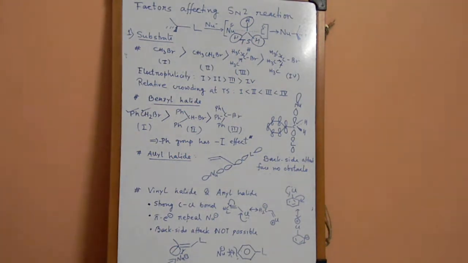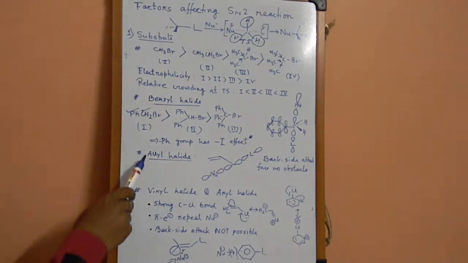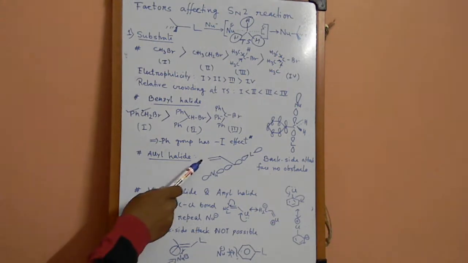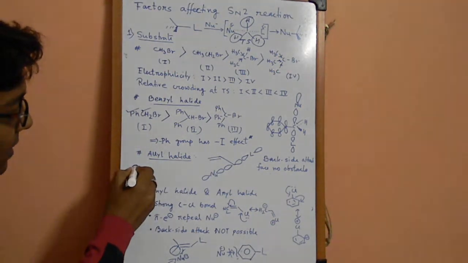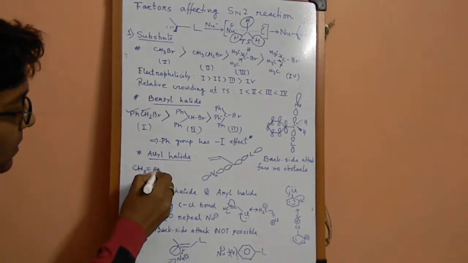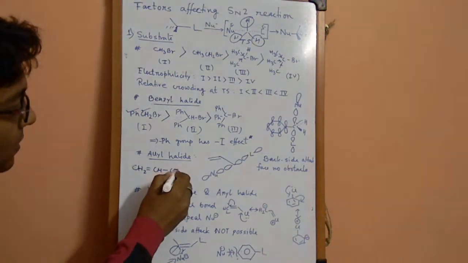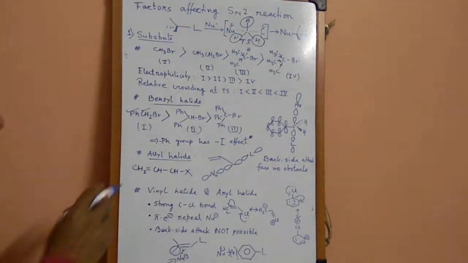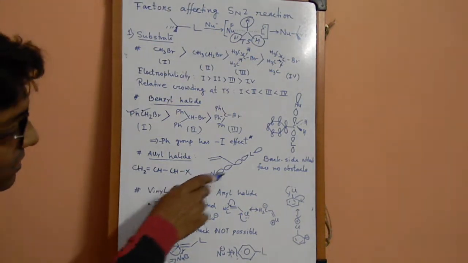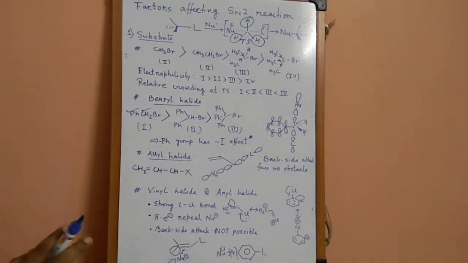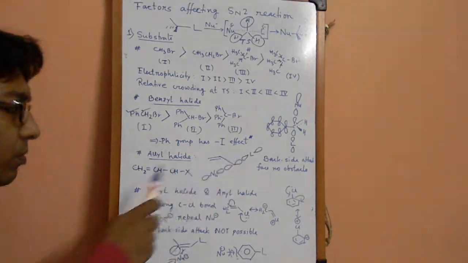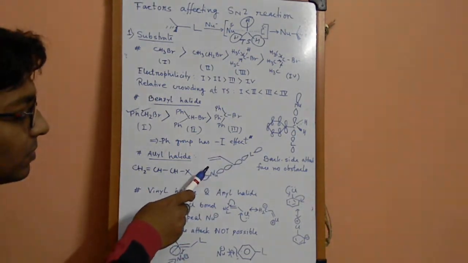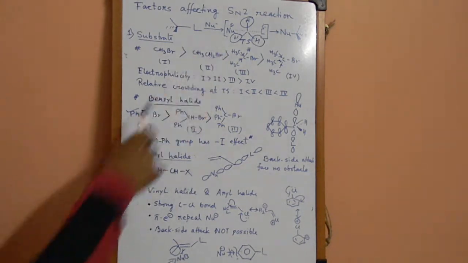Another very good component for SN2 reaction is the allyl halide, that is CH2=CH-CH2-X, where X can be any halide. If you look to represent these things, you can understand, just remember the criteria: the nucleophile should attack from the back side of the leaving group, and there will be relatively less steric crowding.